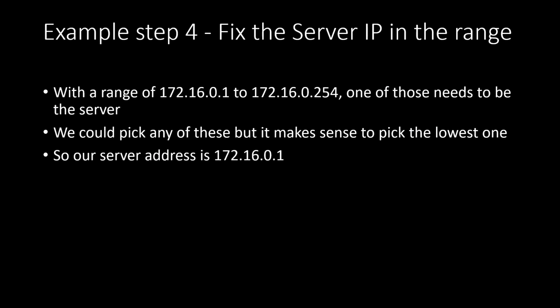Right, so in step 4, we need to fix the IP of the server in the range we've chosen. So we've chosen a range of 172.16.0.1 all the way to 172.16.0.254. One of these needs to be the server. We could pick any one. However, we usually pick the lowest one. So let's do that. In our case, we'll pick the server address as 172.16.0.1.